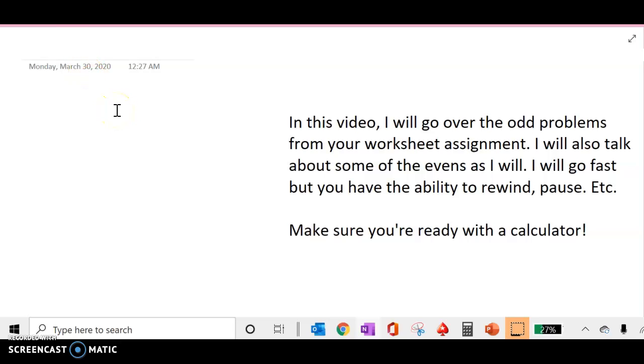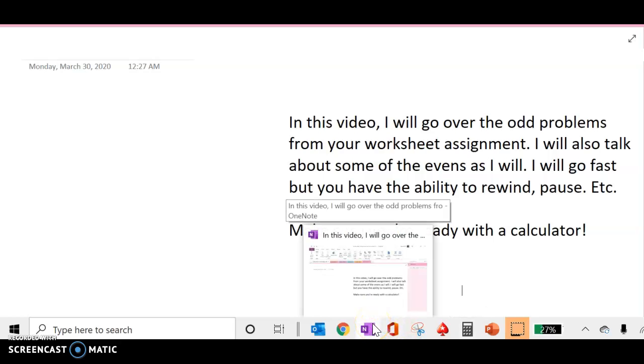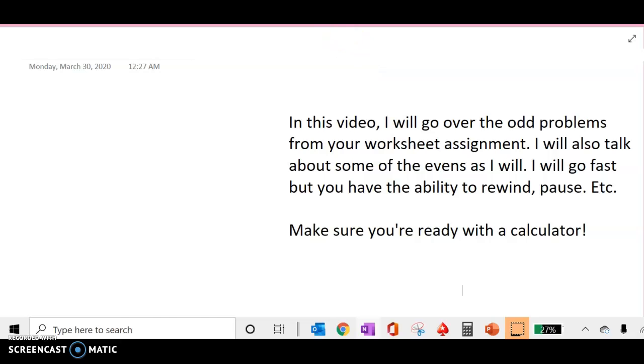Hey guys, we're going to go over our worksheet assignment for sector area. Have your worksheet ready to go, or your separate piece of paper if you're not able to print it, and make sure you have a calculator ready to go. Do your best to think on your own and not just copy what I'm doing. That's how you're going to learn a lot better if you do that. So let's get started.